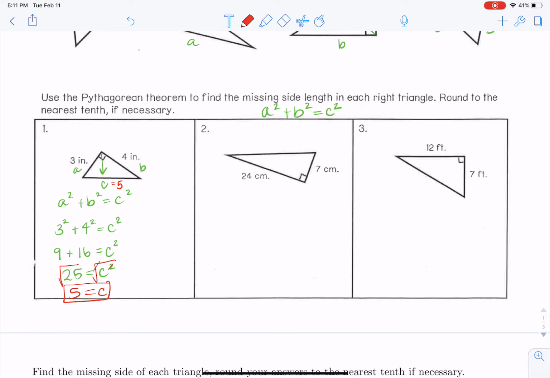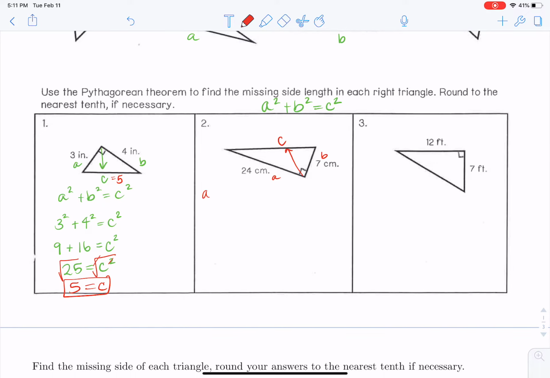So let's go ahead and try another problem. I'm first going to label my sides. So there I have C. We can call this A, and we can call this B. So in A squared plus B squared equals C squared, I have 24 squared plus 7 squared is equal to C squared. So 24 squared is going to give me 576, plus 7 squared is going to give me 49, is equal to C squared.